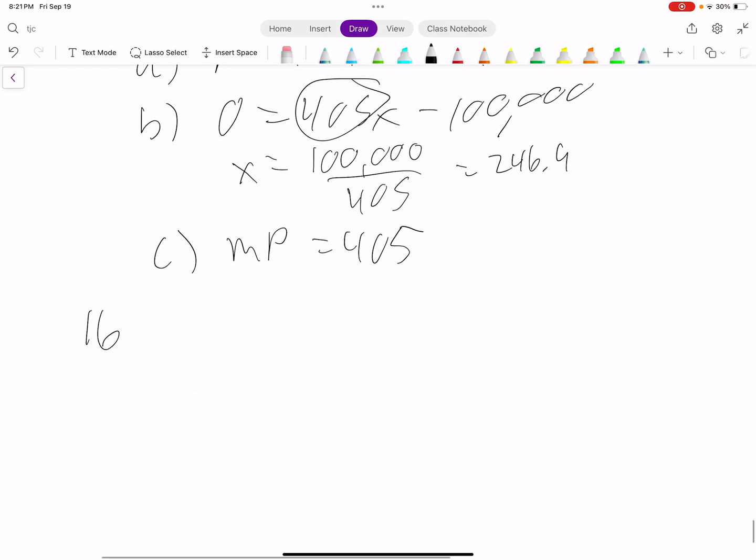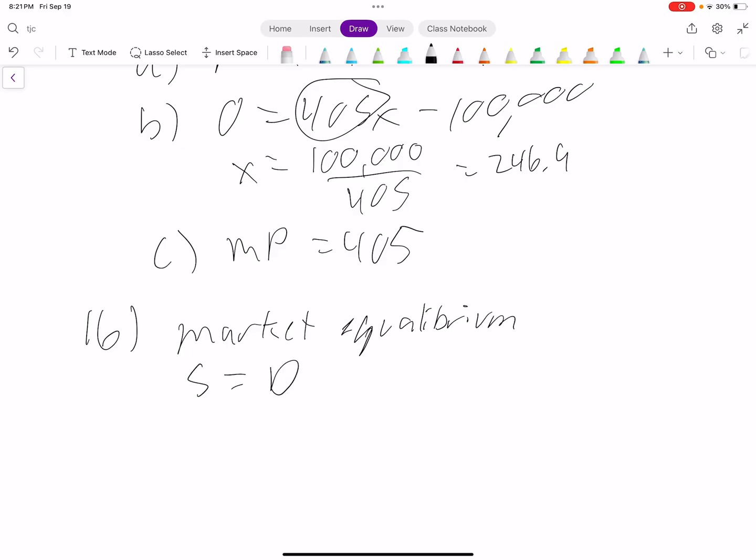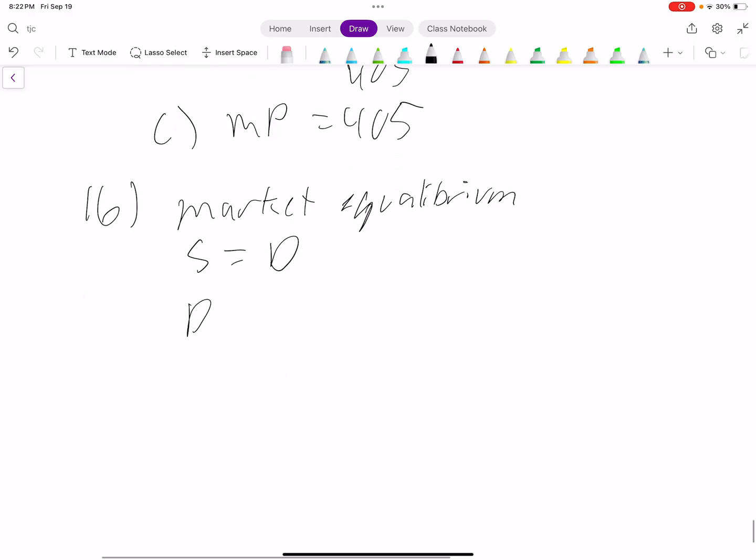16. 16 is they want the market equilibrium. The market equilibrium is when supply equals demand. So they're going to give you two equations. They're going to give you a demand equation. Demand is price equals negative 2Q plus 320. Means in order to sell more quantity, Q of something, the price has to drop.